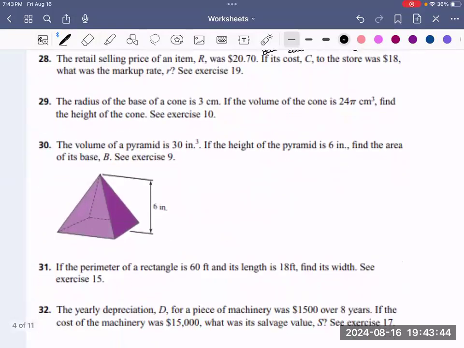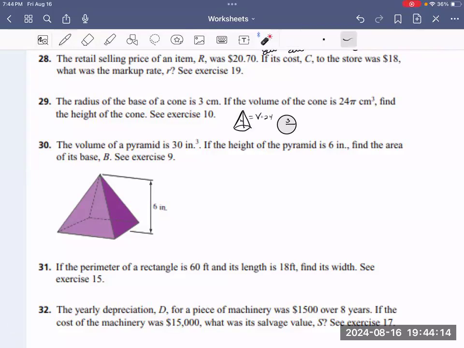Let's take a look at 29. It says the radius of a base of a cone. So we're looking at the base of a cone. So a cone, right? A cone shape, kind of like a party hat, is circular on the bottom. So we have a circle. They're saying that the radius is 3. So if the volume itself is equal to 24, find the height of the cone.